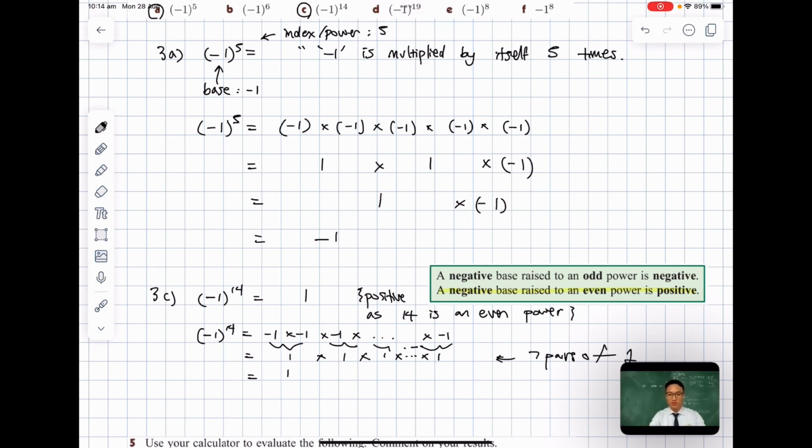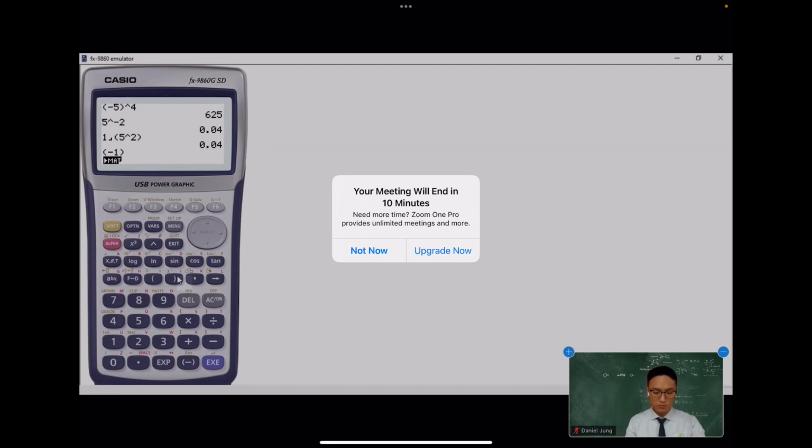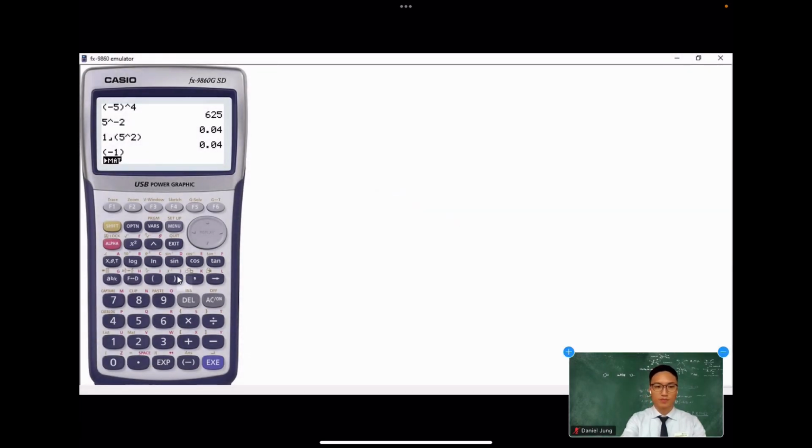Now, how do we use the calculator for this? As I mentioned before, I'm always going to get into the habit of putting a bracket around the negative base. So I have written down -1 to the power of 5, because that was 3a. And the answer is -1, which is exactly what I got. Let me try -1 to the power of 14. And this time the answer will be 1. So we just proved that this is correct.